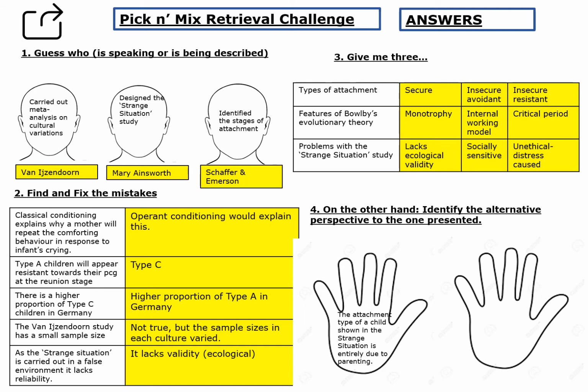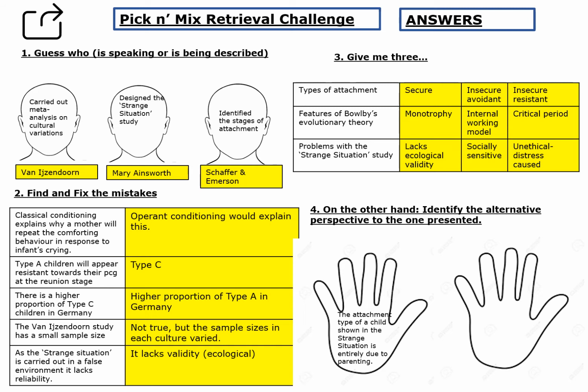Now, with The Strange Situation, we can criticise it in lots of ways, but what we cannot say is that it lacks reliability, because The Strange Situation is a highly controlled observation. Whenever you highly control something, it's usually high in reliability. Remember, the way we remember reliability is that we can repeat it and get the same results. So The Strange Situation is actually quite high in reliability. What it's lacking in is validity, and especially ecological validity.